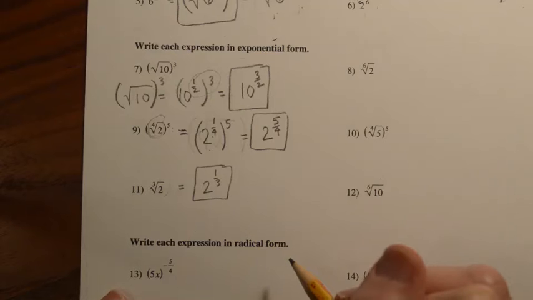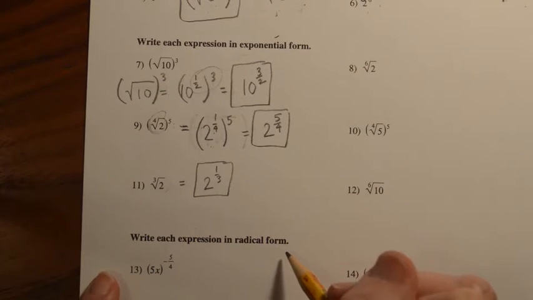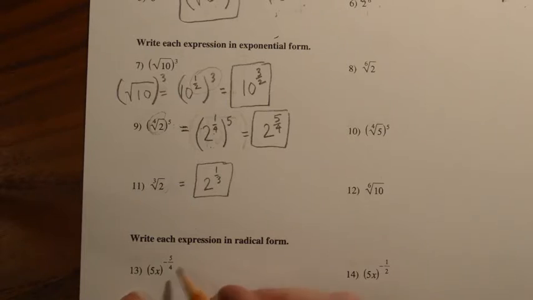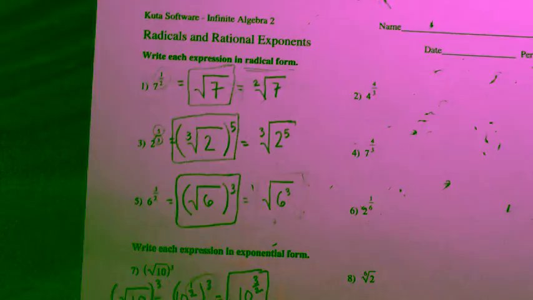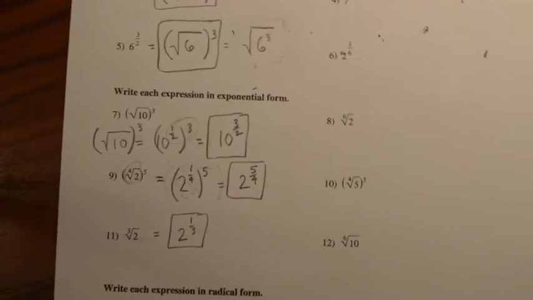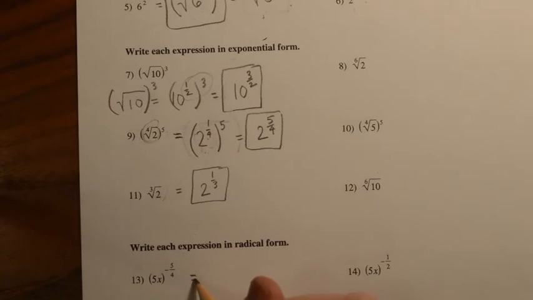Okay. So now it's saying to write each expression in radical form. So same thing that we did right up here, except now there are variables included and there are some negative exponents. So let's just do these two and then I think we'll stop here.